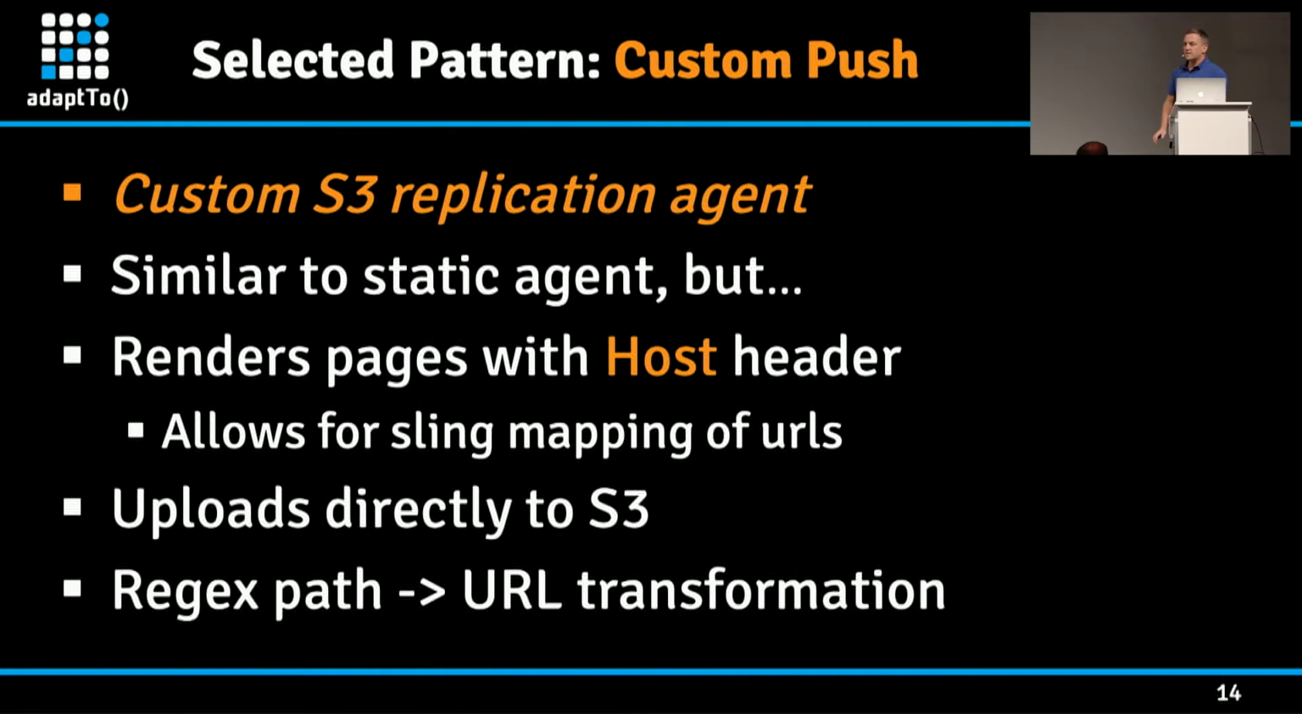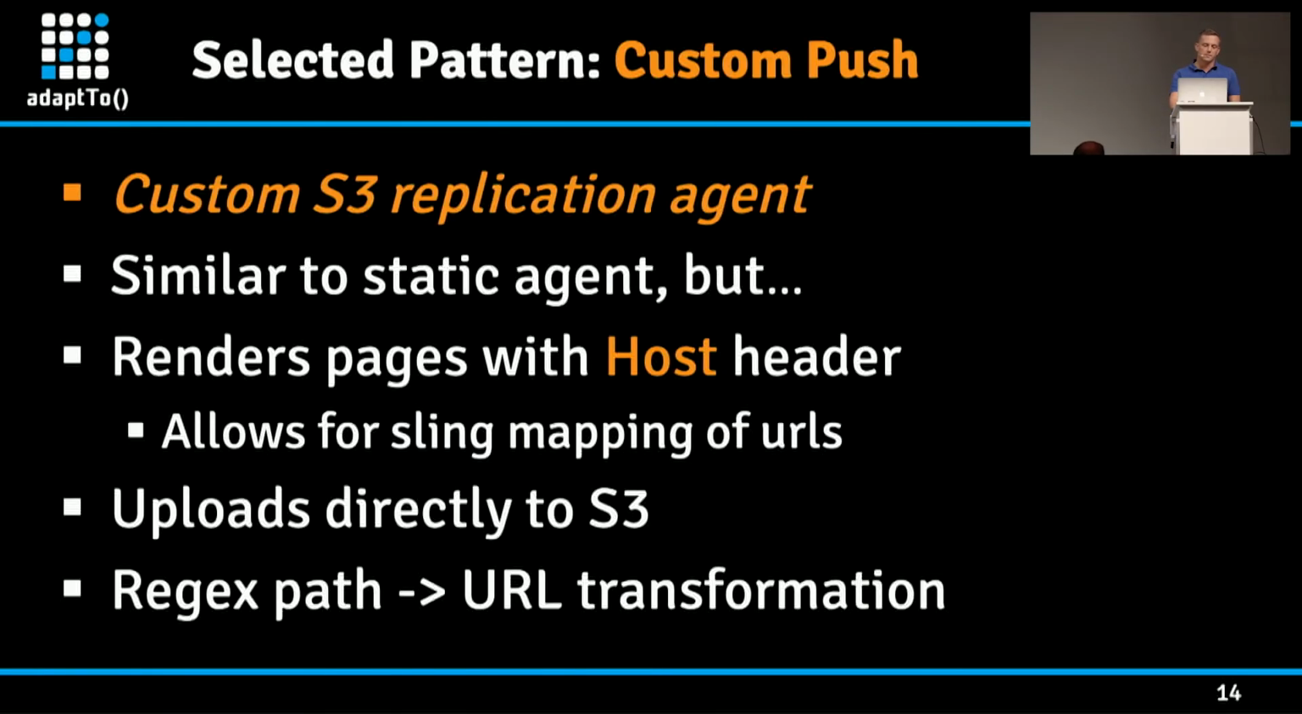Okay, so what we decided to do was build a custom replication agent. This replication agent was similar to the static agent, but what it did was supplement those requests, so when it made requests back to AEM, it would include the host header, so it could go through all the normal mechanisms for Sling mapping. So when those pages were output, they would effectively be very similar to as if the request had come through from a visitor via the dispatcher. So you could get those processed URLs, and output those pages as if they had come through on the live site.